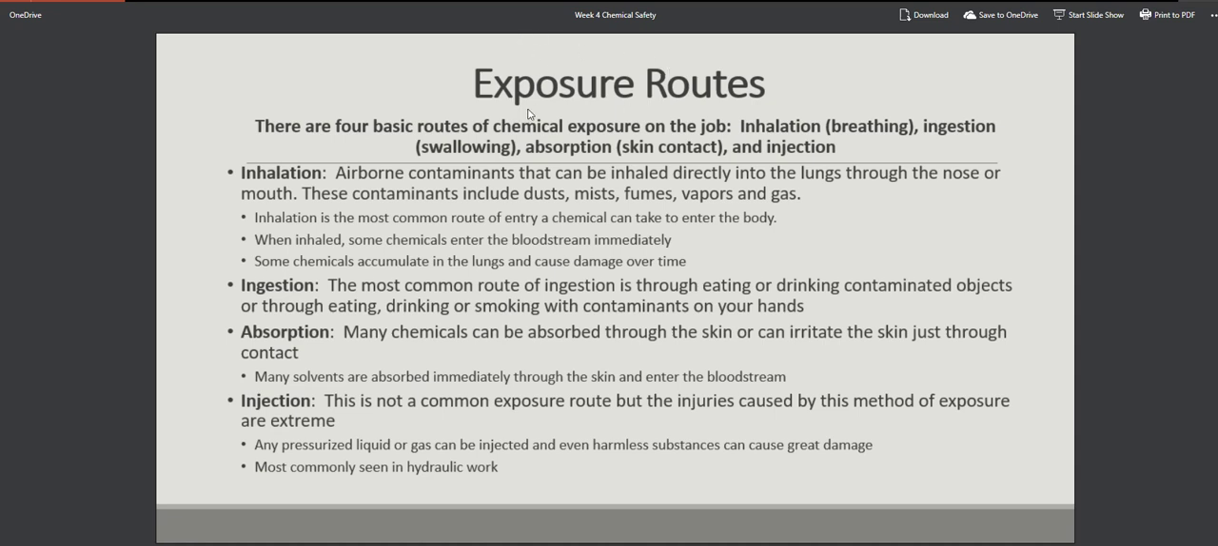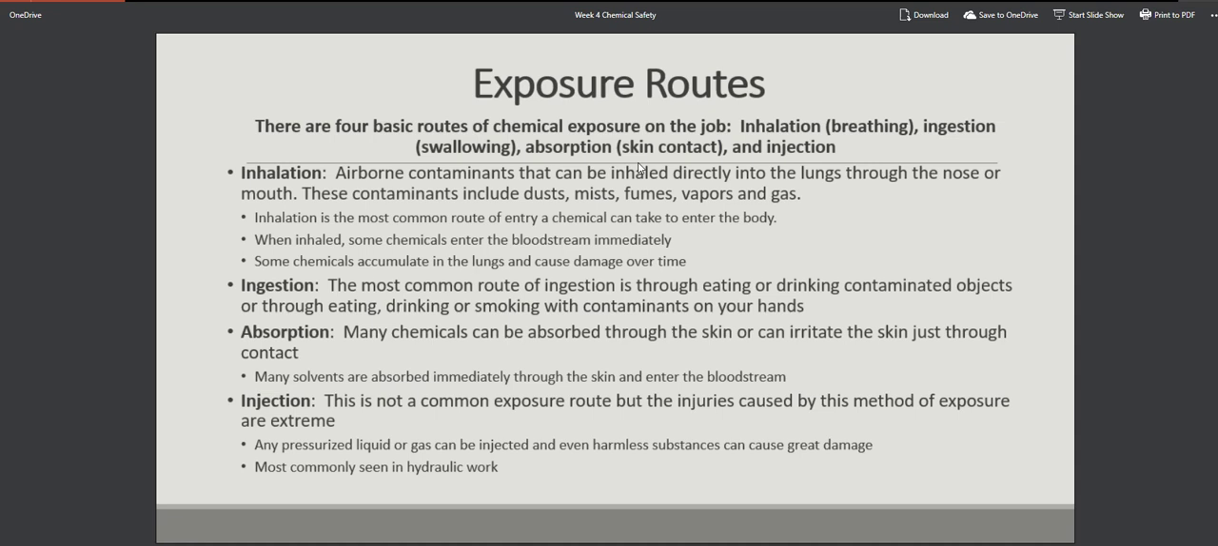All right, let's look at the different exposure routes. The exposure routes are four basic routes for chemical exposure on the job: inhalation, which is breathing it in, ingestion, which is swallowing it, absorption through skin contact, and then there's injection. When we get an injection, we can talk about impaling yourself on a liquid injection, like a pipe or something, but you can also get it from air as well. Particularly in welding, we deal with a lot of high pressure air, and that air can get inside of your skin, which is a bad deal.